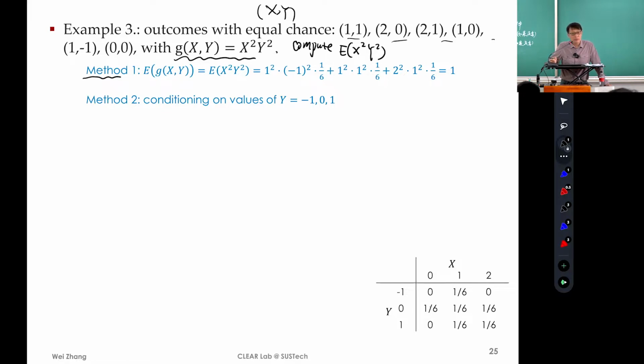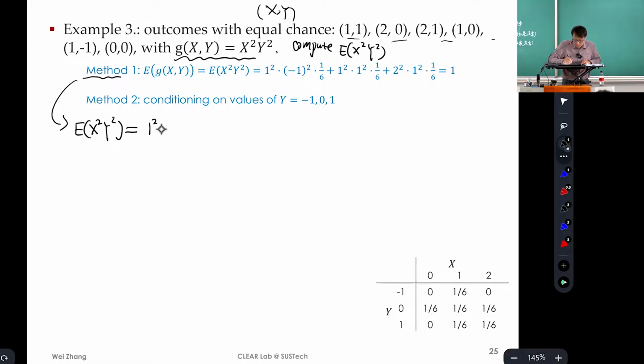How do you compute this? This first method is the expectation of x squared, y squared. It takes all the possible values. The only randomness comes from x and y jointly taking some values. Each occurrence of these values will give you a value of x squared and y squared, right? So it's only six possible cases, right?